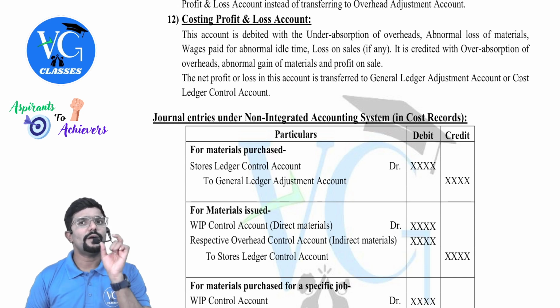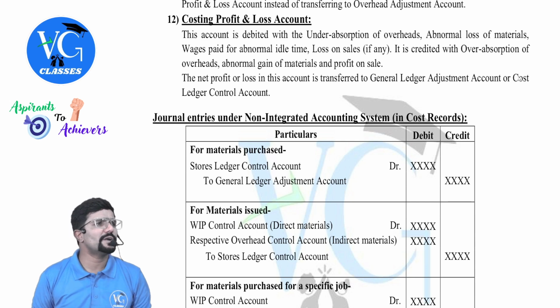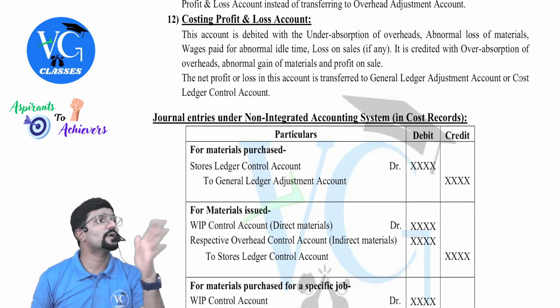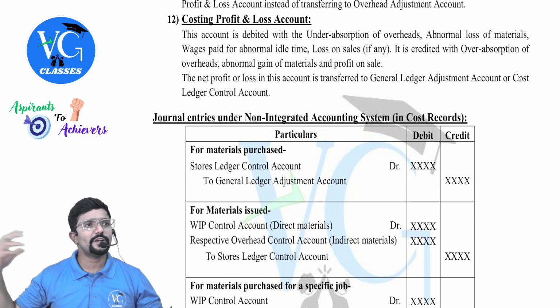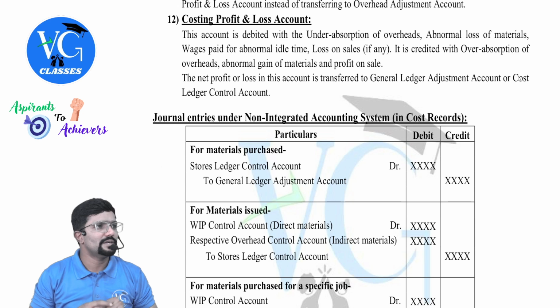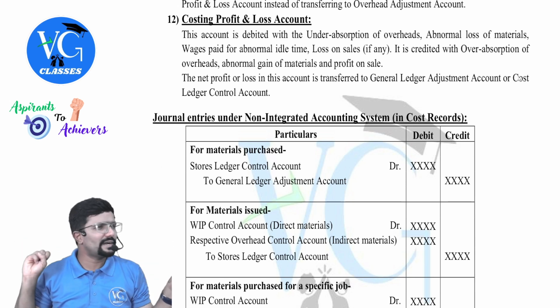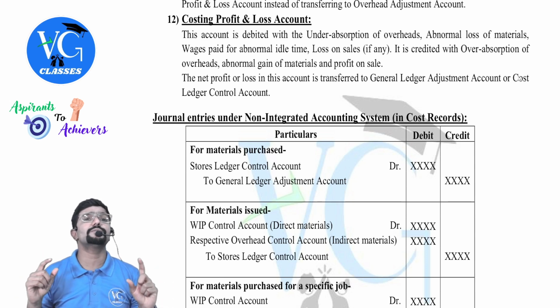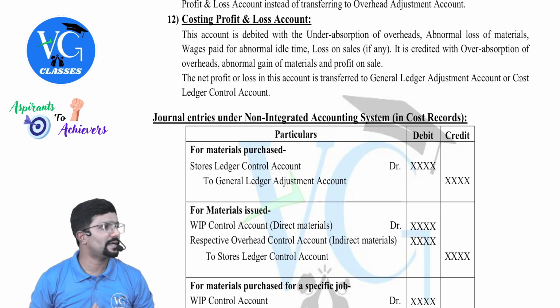Guys, come on. Whatever profit we get in sales account, what do we call that profit as? There should be a difference in name now. Gross profit. So gross profit or gross loss, we will transfer from sales account to costing P&L. Then in costing P&L account, we would have recorded under absorption, over absorption, abnormal loss, abnormal gain, everything. At the end, whatever we have is called what? Net profit or net loss.